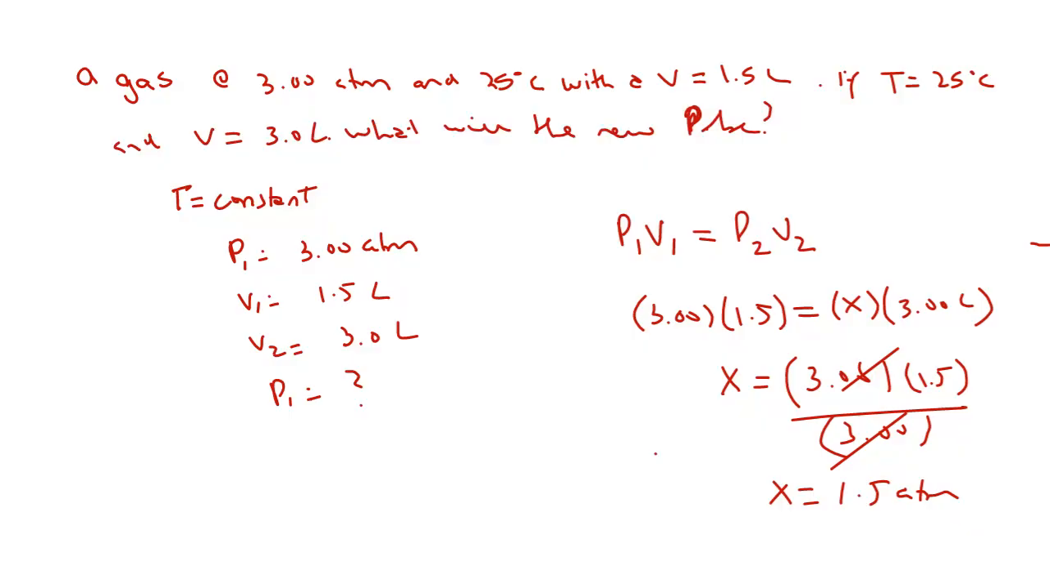Because normally when you have Boyle's law, if the pressure is double, the volume goes down in half. If the pressure triples, the volume goes down a third, and so on. So this one was an easy problem. You didn't have to do any math because everything canceled out.